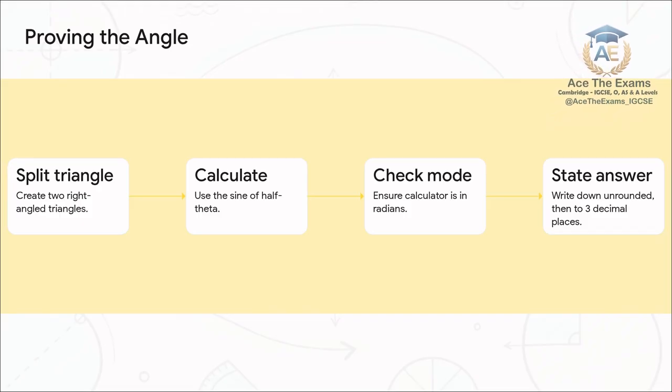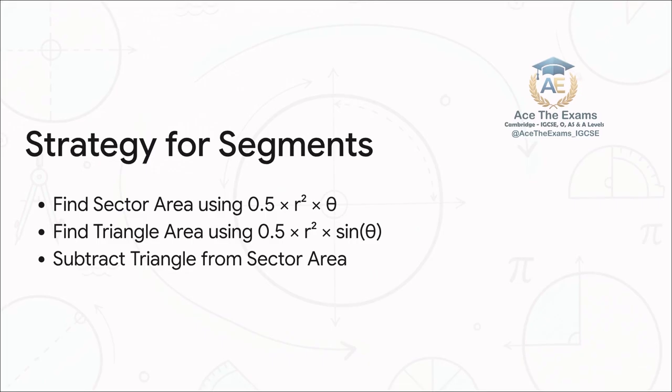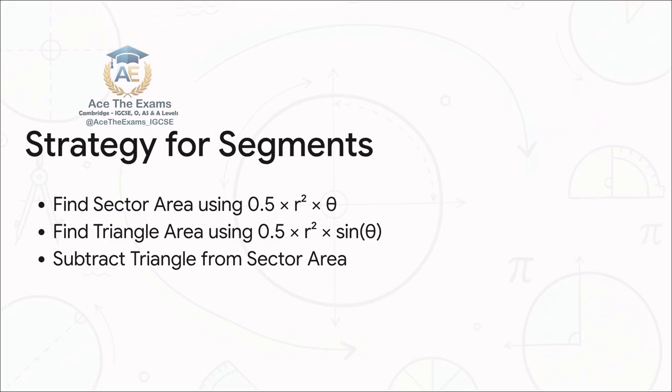Step 4, write down your unrounded answer first, something like 1.6961, and then clearly state it as 1.696 to exactly 3 decimal places as requested. Now, once you have that angle, past papers will almost always ask you for the area of the shaded segment, that little slice between the chord and the arc.